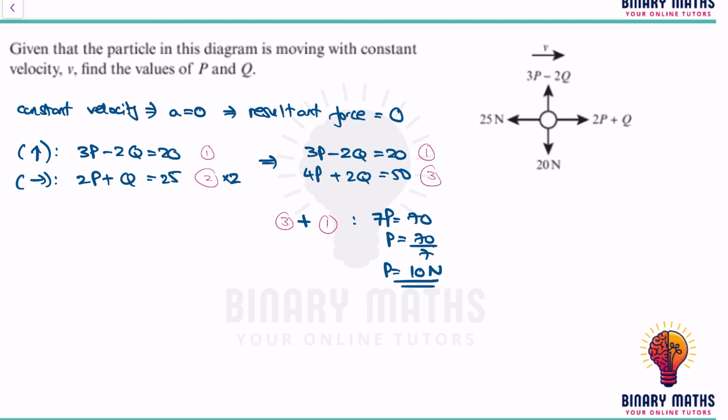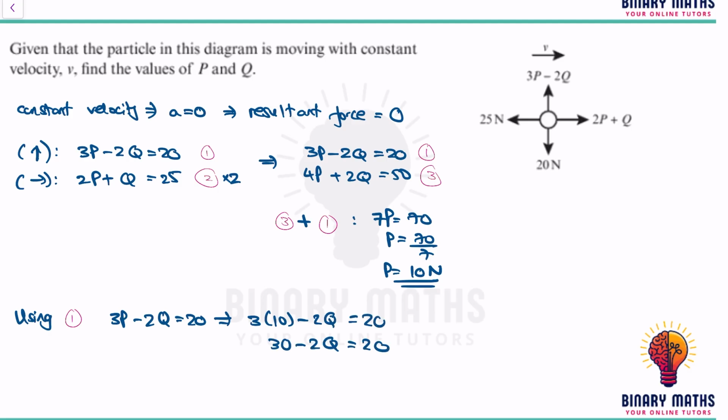Okay, and it says find the value of Q now. So we're using equation 1. We end up with 3P minus 2Q is equal to 20, which implies 3 times 10 minus 2Q is equal to 20. 30 minus 2Q is equal to 20, which means 2Q is equal to 30 take away 20. 2Q is equal to 10, which means Q must be 10 divided by 2, which is 5 newtons.